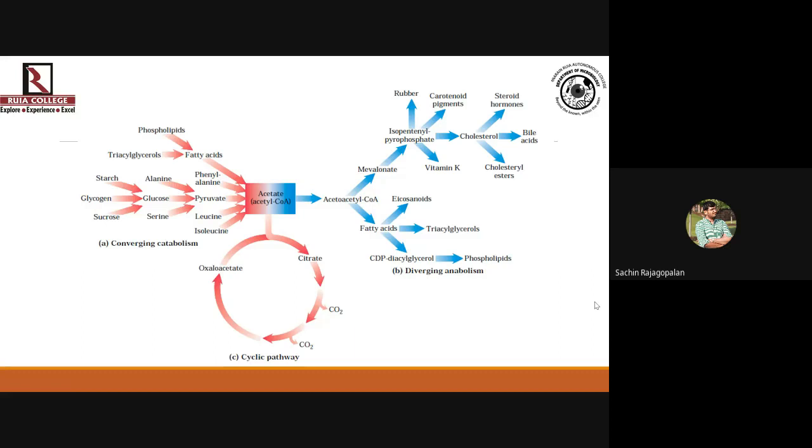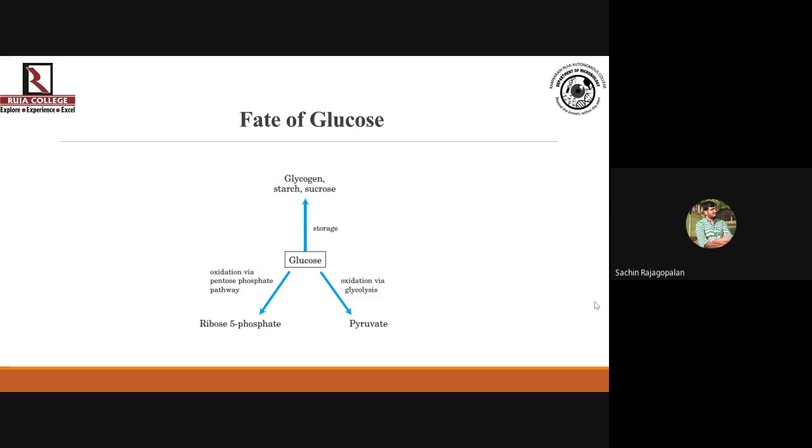So you will see converging metabolism, you will see diverging metabolism, and you will see some cyclic processes as well, right? Okay, so this was some basic introductory part to metabolic pathways before we actually jump into the fate of glucose. So when you talk about glycogen, starch, cellulose, all these are polymers of glucose, right? So we just discussed in our last few lectures that when I'm breaking these polysaccharides down, I'm going to break them down to their monomers. I'm going to break them down to the level of glucose.